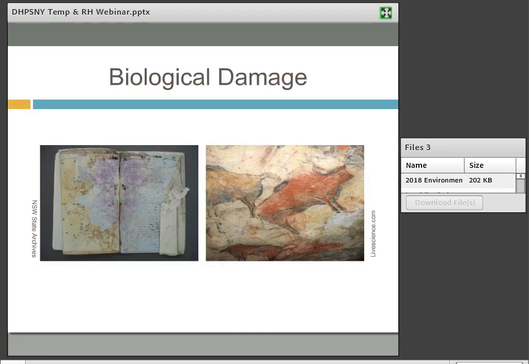I'm going to talk about biological damage. That refers to things like mold growth and pest-related damage. The most common example of biological damage as a result of environmental issues is mold growth. And mold risk increases at 65% relative humidity or higher. The likelihood that mold will grow increases at 75% or above. So we'll talk about this a little bit more later, but that's probably the most common example of biological damage that you'll come across.